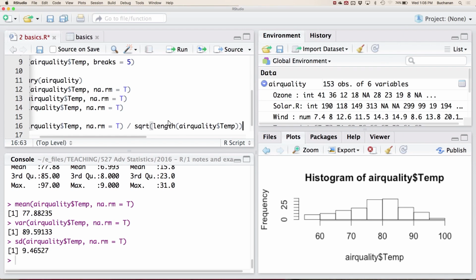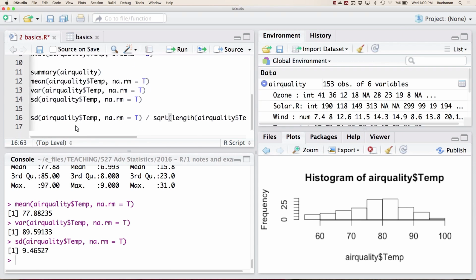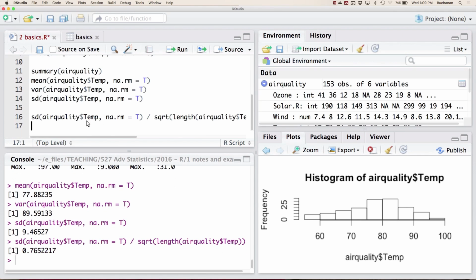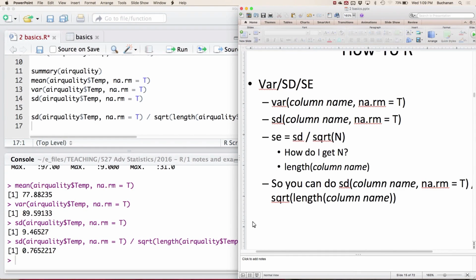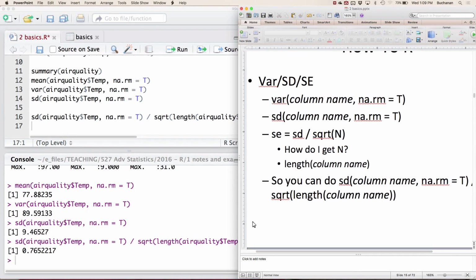So we can do functions inside functions. Your funception, I guess. We really have lots of functions inside functions, so this is probably one of the simplest ones we'll do. So it's take the standard deviation, divide by the length, and that'll give me a standard error of 0.77. So that's 9 points divided by the square root of 153. So that's how I can get my basic descriptive stats.